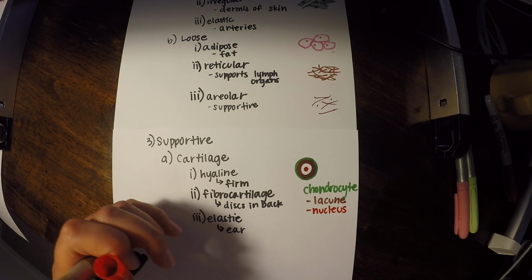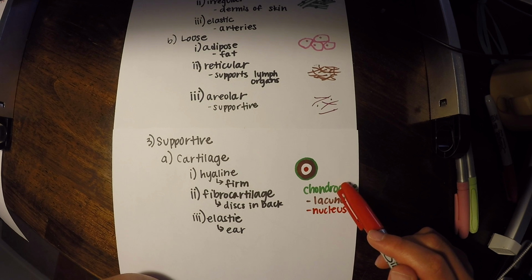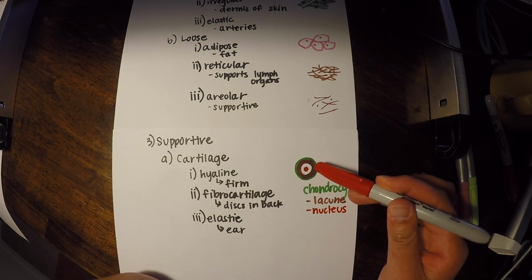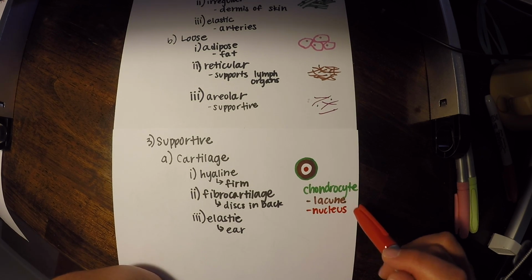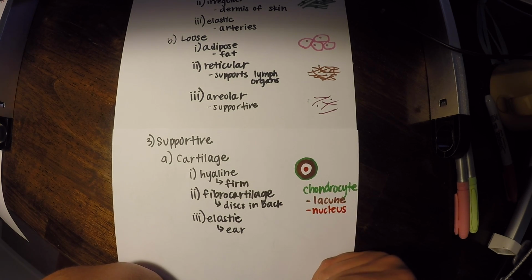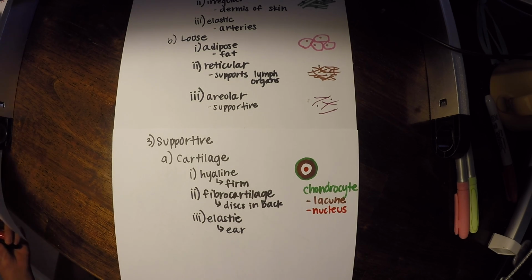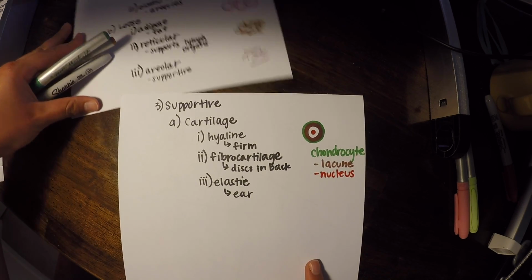So just making sure you're following with the coloring. I'm always going to write the word in the color that I drew the structure. So chondrocyte, I'm talking about this whole cell, it's going to be green. Within that, there are two different parts in the chondrocyte. We have the lacuna, which is this brown stuff towards the outside, and then we also have a nucleus in the middle. Now let's go over the second type of supportive tissue, which is bone. Makes sense, right? Bones are supportive.